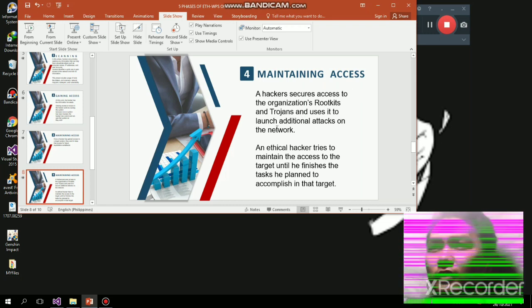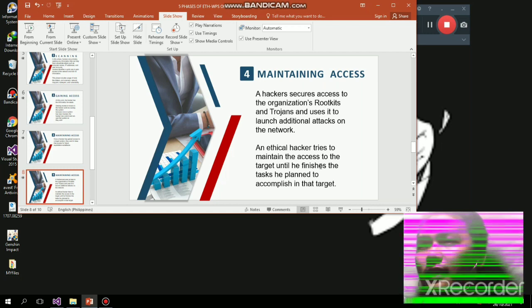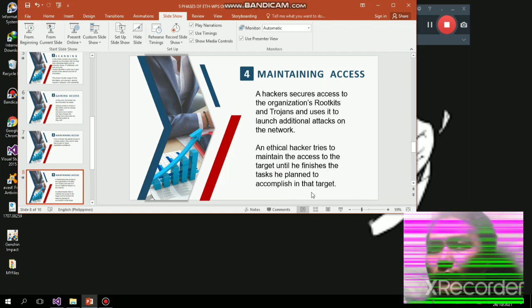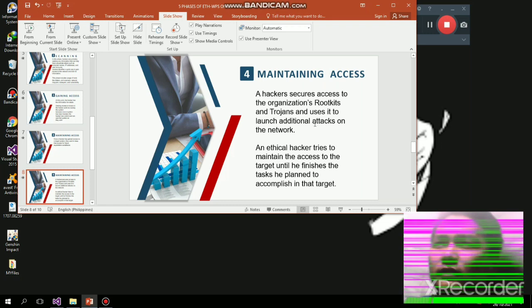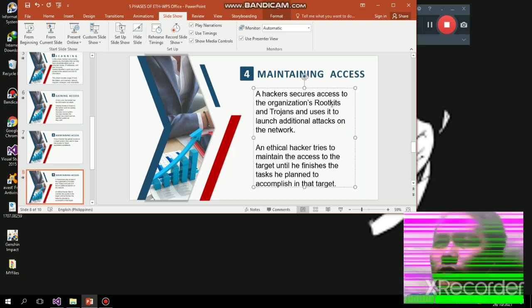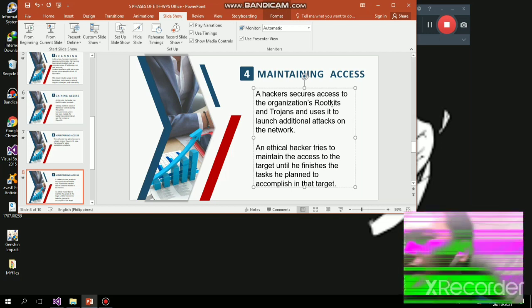A hacker secures access to the organization using rootkits and trojans and uses them to launch additional attacks on the network. An ethical hacker tries to maintain access to the target until he finishes the task he planned to accomplish. So there are ways to secure your access. You have to secure access with rootkits and trojans.